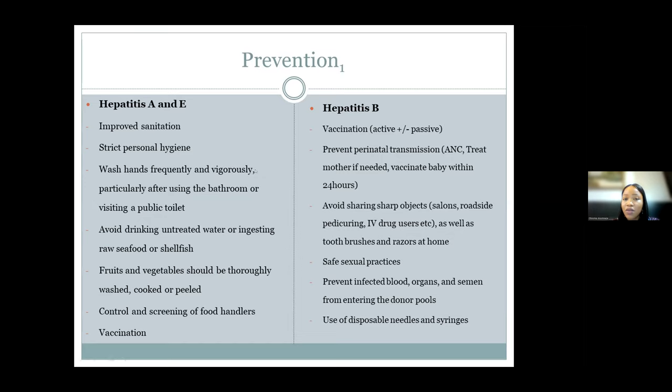For hepatitis B, based on the mode of transmission, you want to avoid sharing sharp objects, encourage and promote safe sexual practices, and ensure extensive screening of blood before it is transfused. And of course, in the healthcare sector, use of disposable needles and syringes. It's also important that every pregnant woman should register for antenatal care. At this point in time, the hepatitis B and C screening tests should be carried out, so that in the event of a baby being born to a hepatitis B positive mother, that baby should receive both the active as well as the passive vaccination within 24 hours of birth.